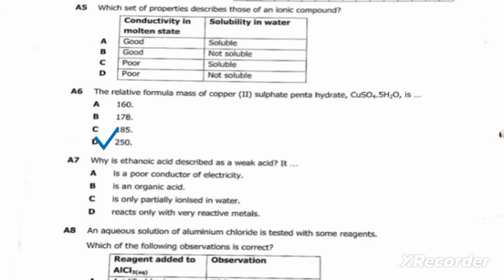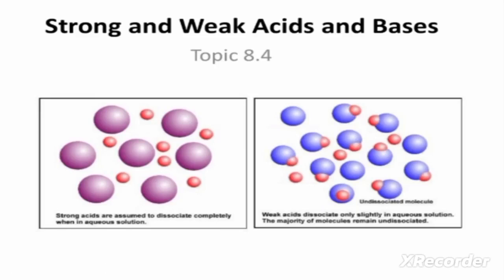A: is a poor conductor of electricity, B: is an organic acid, C: is only partially ionized in water, D: reacts only with the very reactive metals. Good. So we need to understand that strong acids ionize completely or dissociate completely. Then weak acid ionizes partially.